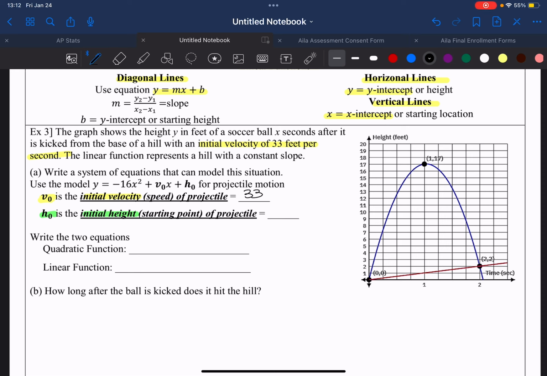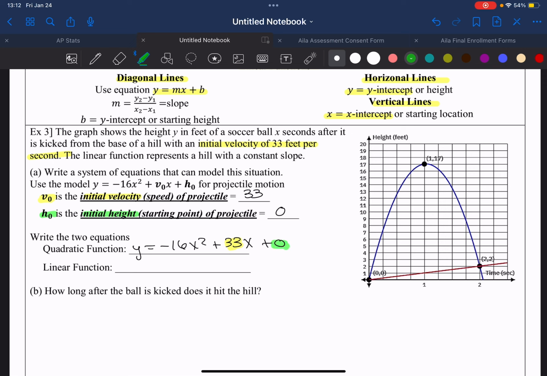And then h naught is the initial height. Well, if someone is kicking a soccer ball, the soccer ball is on the ground, which means the height is 0. There is no height. So I would write 0, which means my quadratic function would be y is equal to negative 16x squared plus 33x plus 0. Again, you know that you don't need to put plus 0 at the end. I am just doing this for the sake of the notes so you can see where those numbers went.